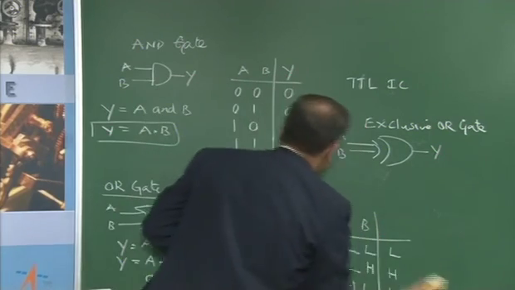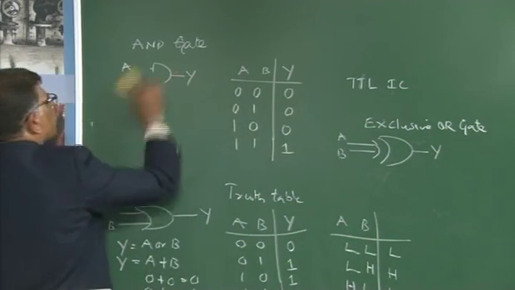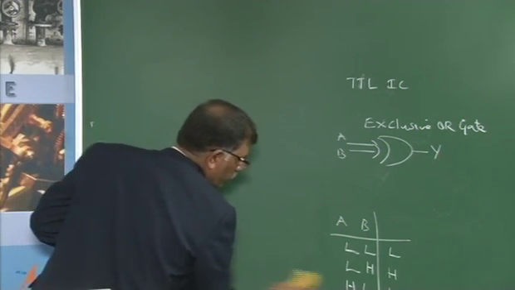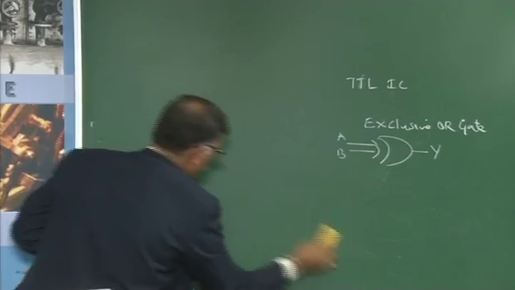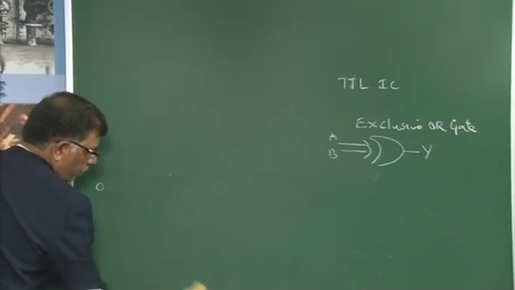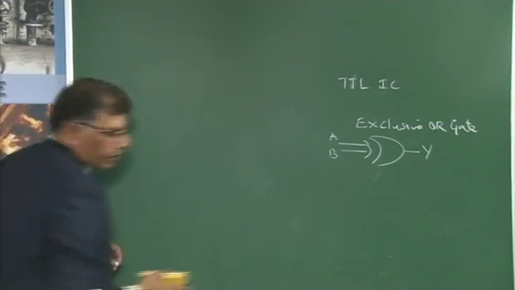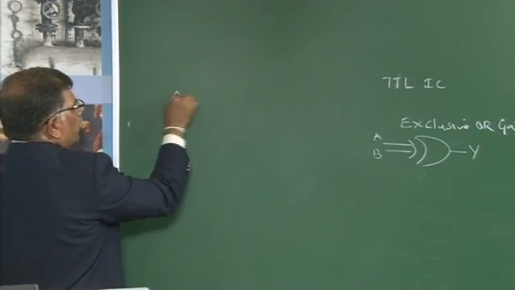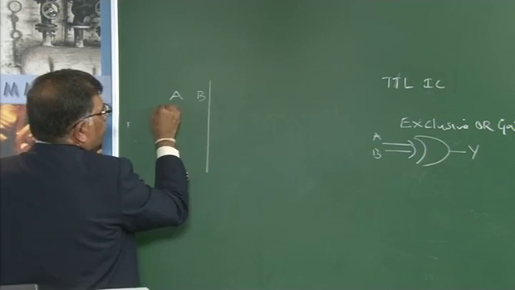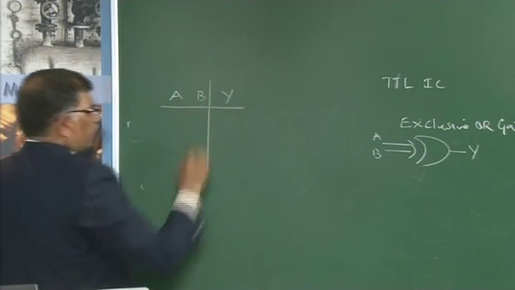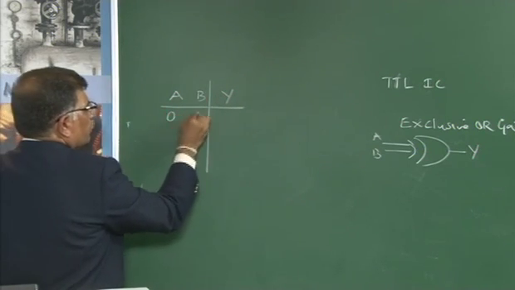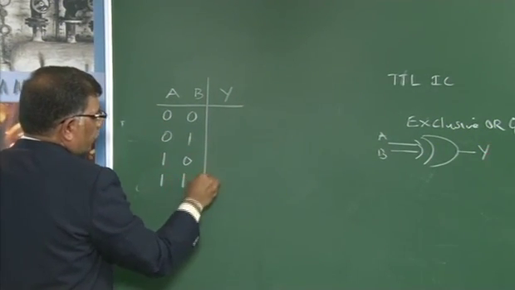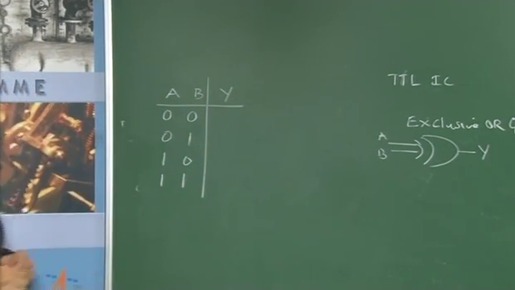I will rub this off and try to write the truth table for the exclusive OR gate. A and B are the inputs and the output is Y. So 0 0, 0 1, 1 0 and 1 1, because we have two logical variables A and B.